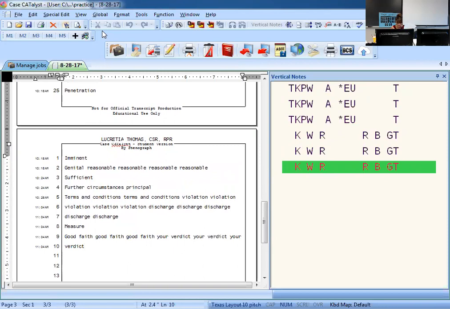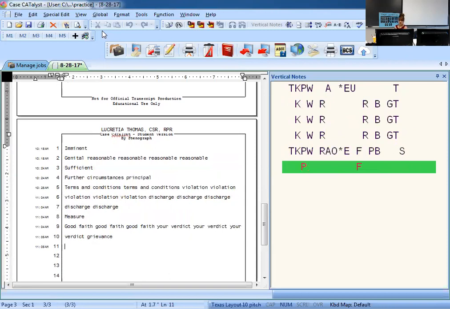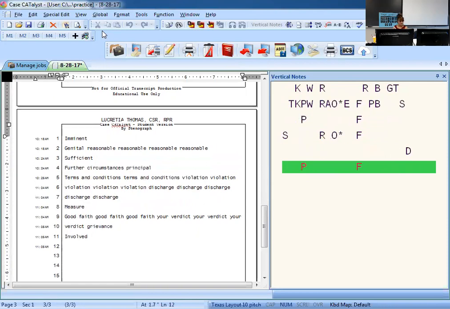You have grievance. Let's see if we can write that one stroke. G-R long E, V-N-S. And you can. One stroke, okay? G-R long E, V-N-S. Involved is V-O-V. Come back D. V-O-V, come back D. And so this is going to be 120 for 5 minutes, okay? Jury charge speed building.